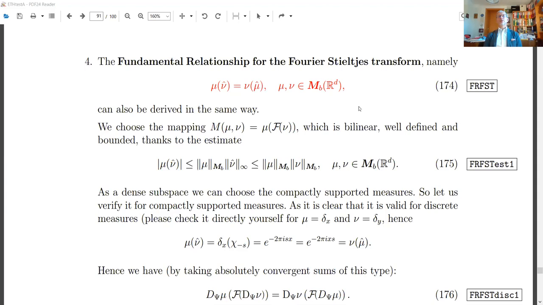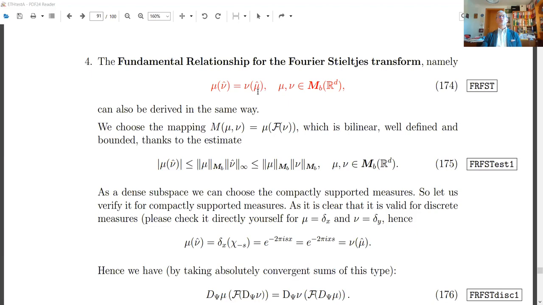You are giving me two bounded measures. We know that they have a Fourier transform in the sense of the Fourier-Stieltjes transform. So you apply nu hat of s, which is nu as a measure applied to the character chi of minus s. And then this is a bounded continuous function, and therefore you can apply the measure mu, and we can switch roles. So this is a funny kind of symmetry in the Fourier-Stieltjes transform.